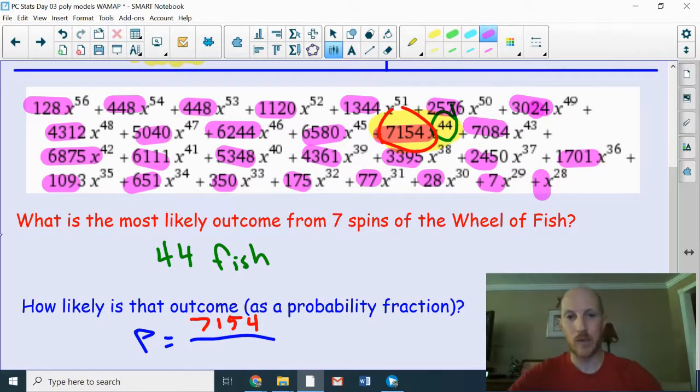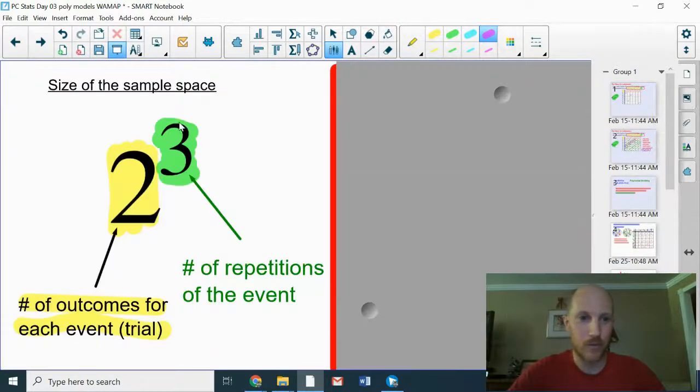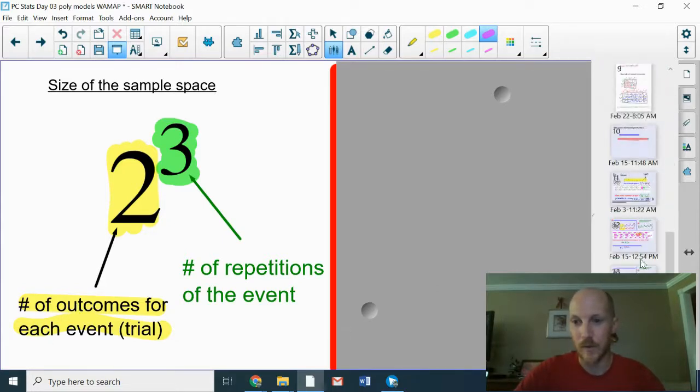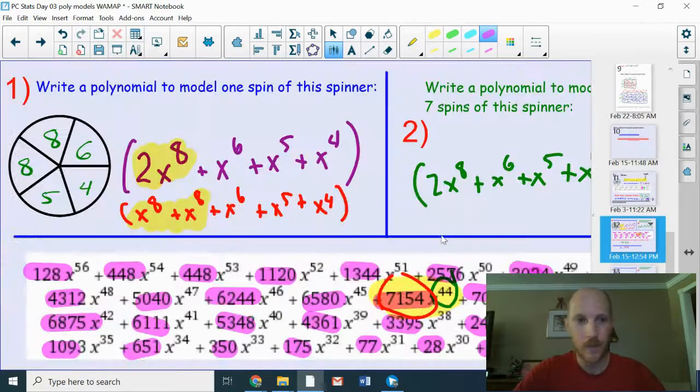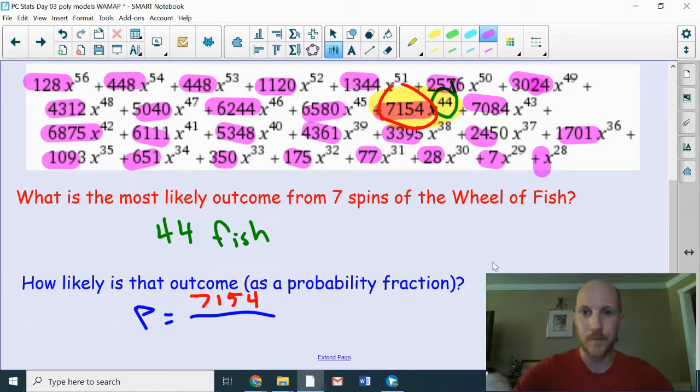Okay, while you are adding all of those together, here's option number 2. To find the size of the sample space, exponent is our formula. The base number is the number of outcomes for one trial, so how many spaces that spinner had, and the exponent is the number of repetitions, or spins in this case. So this spinner has 1, 2, 3, 4, 5 spaces, and we're doing 7 spins. So 5 to the power of 7.